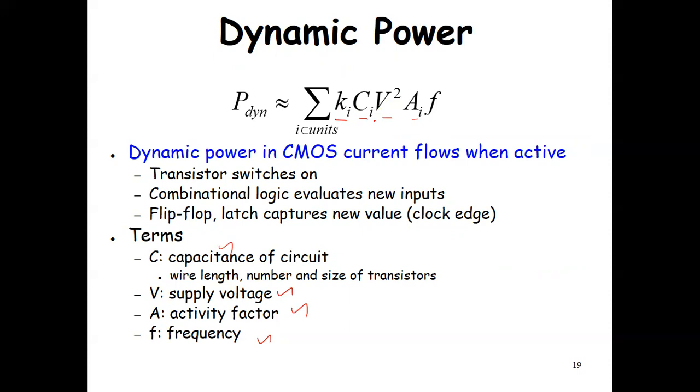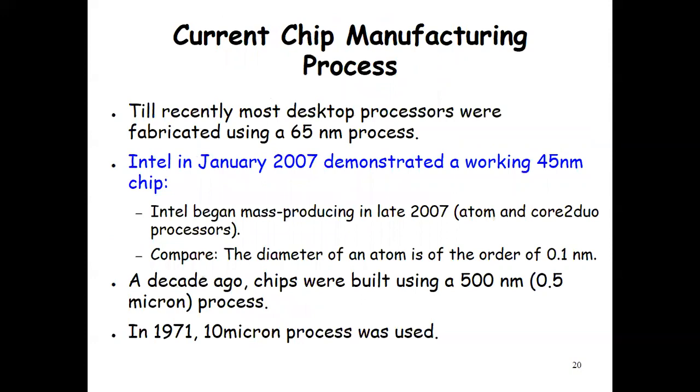For each unit you should know its capacitance, the voltage, the activity factor, and the frequency. Multiply all that. K is some constant that you multiply with, and then sum it up for all the units. By that we can roughly calculate the amount of dynamic power. What this shows is that C is constant, C won't change, but V and A will change. F will not change much.